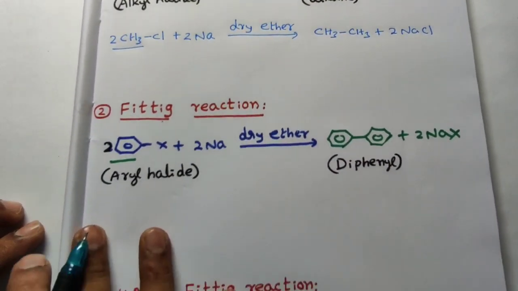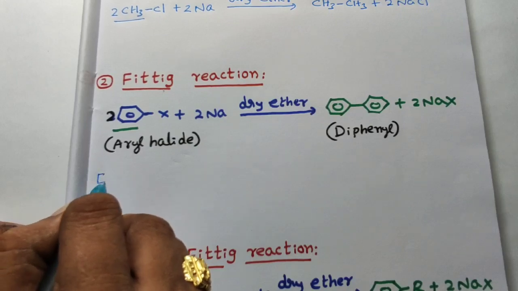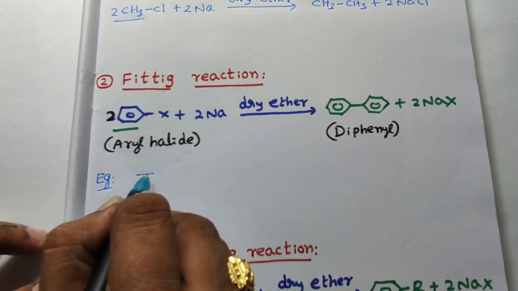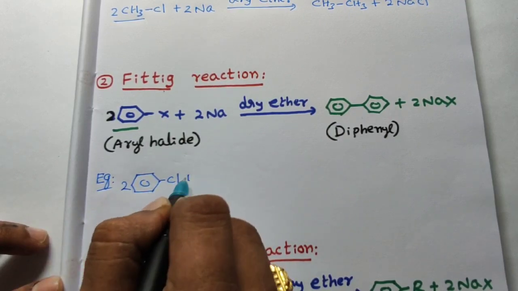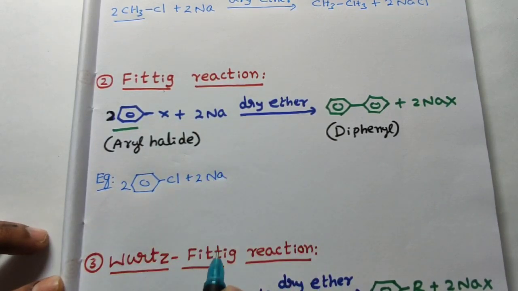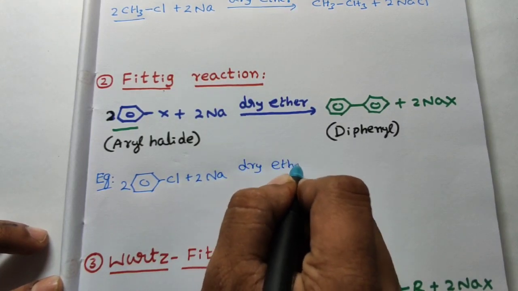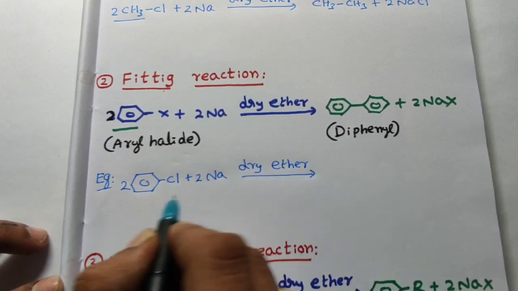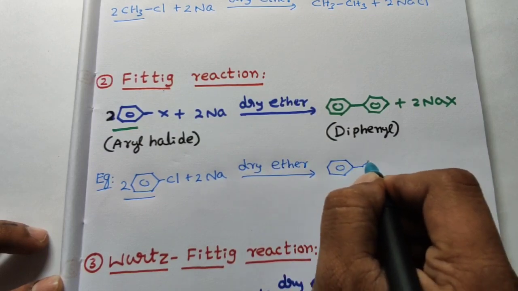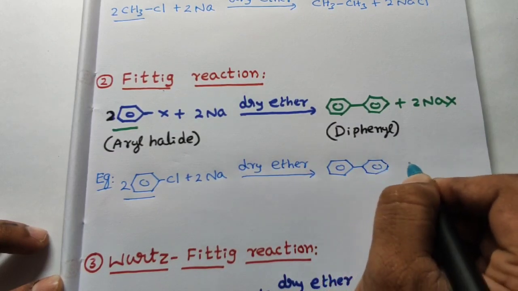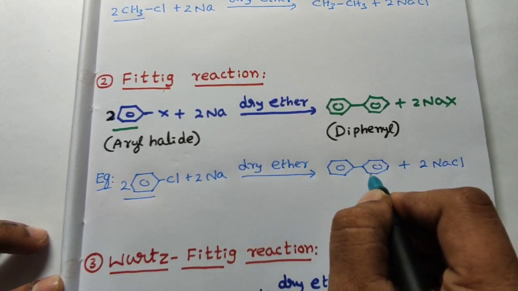Next, Fittig reaction. For this example, you can take chlorobenzene, 2 moles, react with 2 moles of sodium in presence of dry ether. Here what happens? 2 aryl groups join together. This is one phenyl, this is one phenyl. Diphenyl will form to produce 2 moles of NaCl. While writing, write benzene properly, as a hexagon.